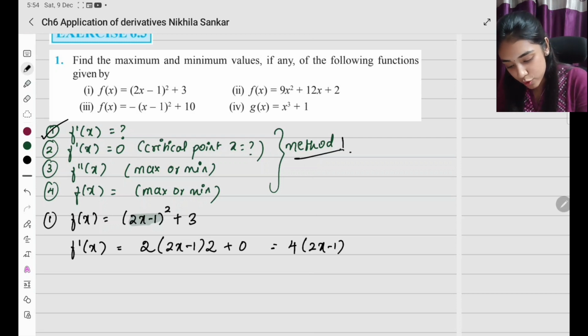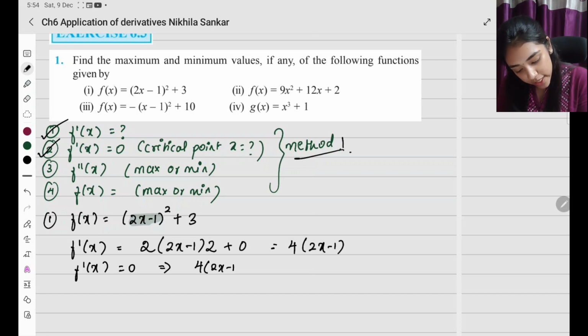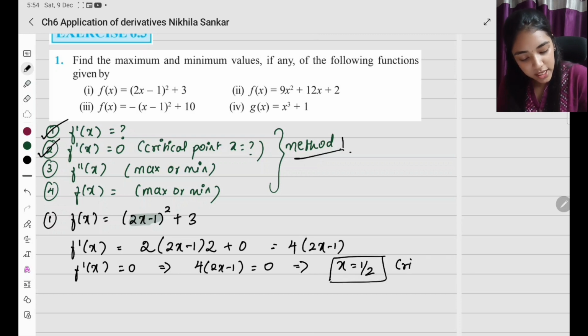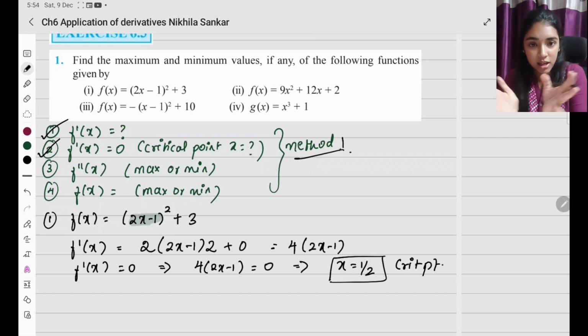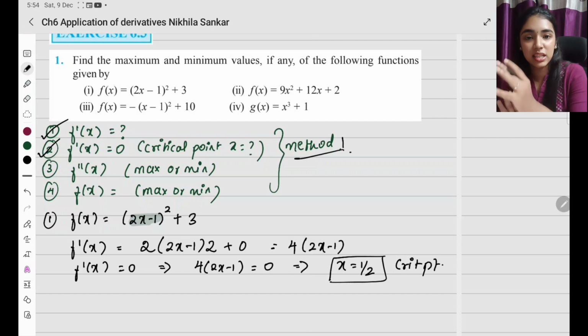Now first step mudijudhu. Now second step enna, I have to equate f dash of x to 0, which means 4 times 2x minus 1 equals 0. From here, I have x equals 1 divided by 2. So this is my critical point or my turning point. ஏதோ ஒன்று இந்த இடத்துல தான் turn ஆகுது. Turning point na அர்த்தம், it is either increasing or decreasing. The value is becoming a maximum or a minimum. So I found out my critical point.